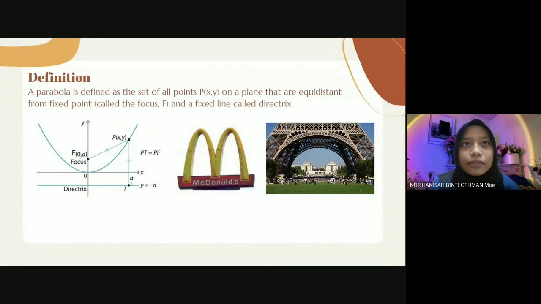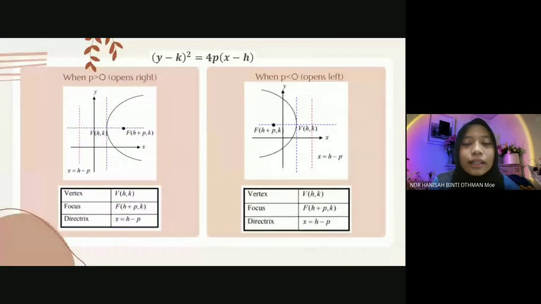There are some examples of parabolas that we can see in real life. The first one is the McDonald's logo, where the curve of the letter M is what we call a parabola. The other one is the side of the Eiffel Tower, which is designed as a parabola. Okay, next.